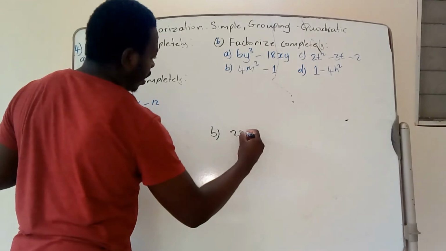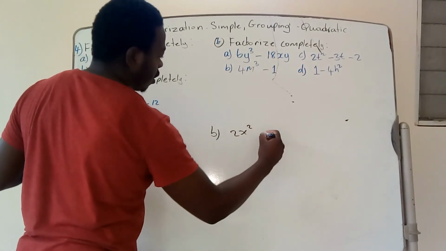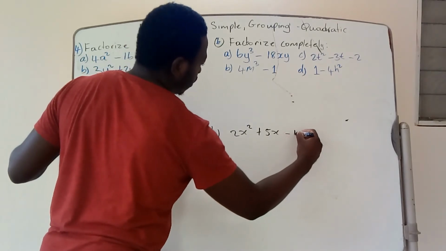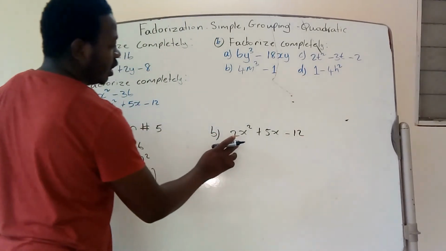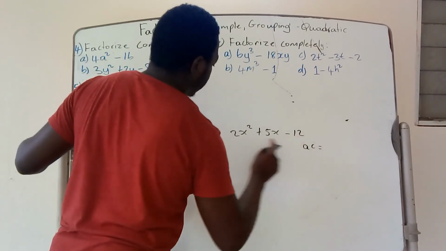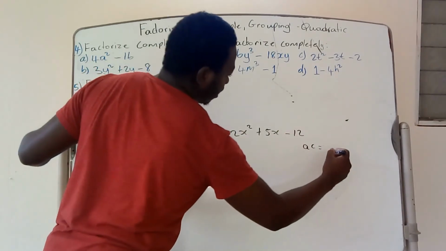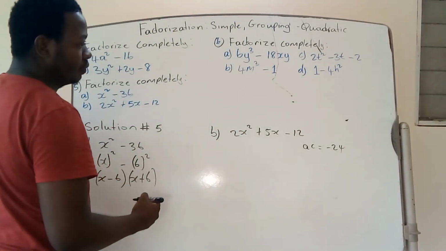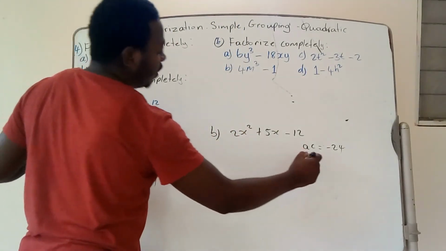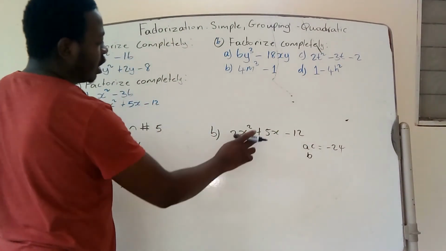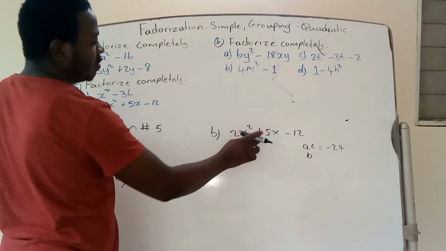We have 2x squared plus 5x minus 12. AC is equal to 2 times minus 12. That gives us minus 24. Right? We need two factors, for our B term, that are factors of minus 24, that when we add or subtract them, we get positive 5.